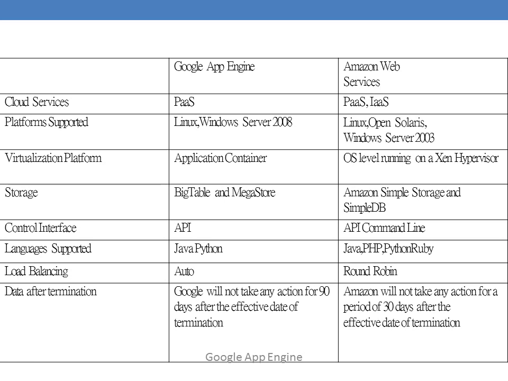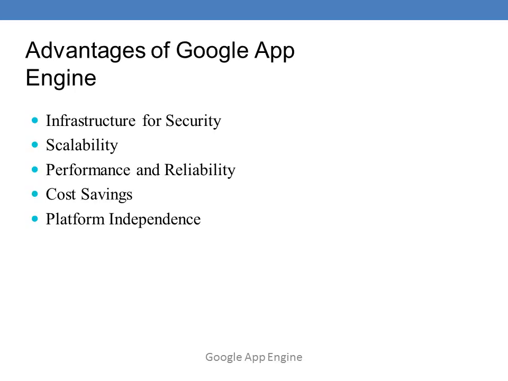Storage is Bigtable and MegaStore, while here it is Amazon Simple Storage Service and SimpleDB. Control interface: API, and here API and command line. Languages supported: Java and Python, while here Java, PHP, Python, and Ruby. Load balancing is automatic, while here it is round robin. Data after termination: Google will not take any action for 90 days after the effective date of termination. Amazon will not take any action for a period of 30 days after the effective date of termination.